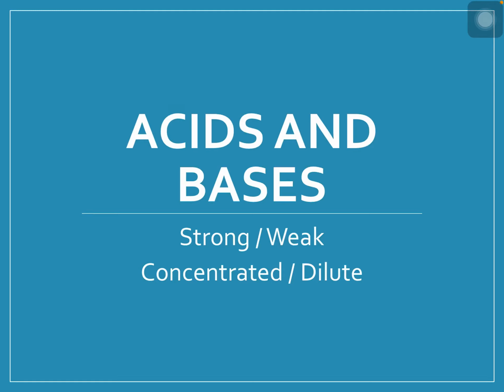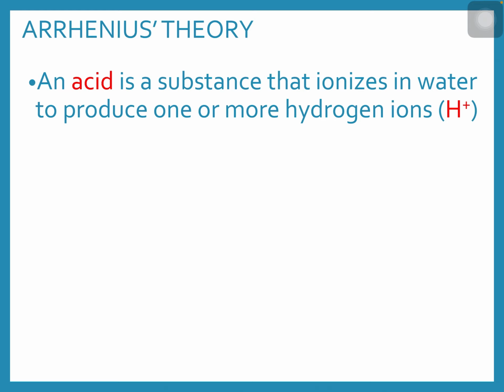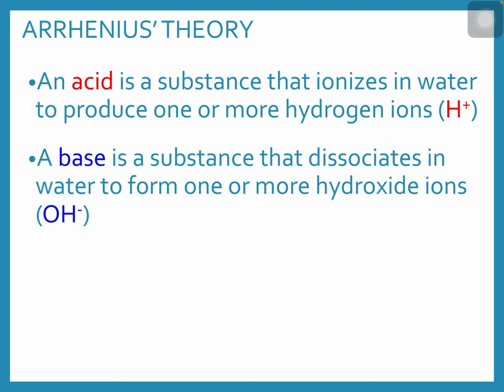In this lesson, we're going to look at strong and weak acids and bases and how that's different from concentrated or dilute acids or bases. If you recall, we are using Arrhenius's definitions of an acid and a base. An acid is a substance that will ionize in water, and when it does that, it's going to produce one or more hydrogen ions.